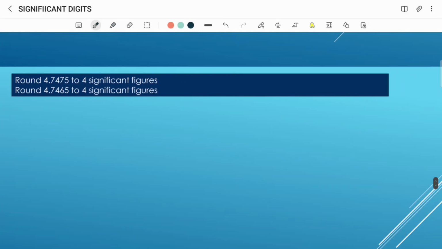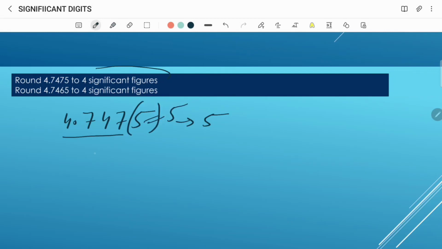In this problem, they are asking us to round off two numbers in terms of significant digits. So our first number is 7475. So this is 4 significant digits. As we can see, they want us to keep up to 4 significant digits. So the next figure is equal to 5, and the number before this is odd, so we will have to add 1 to 7, which becomes 8.